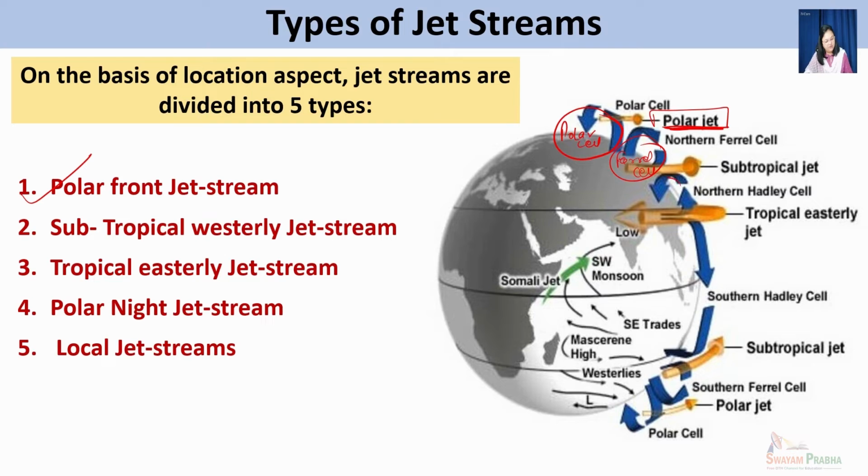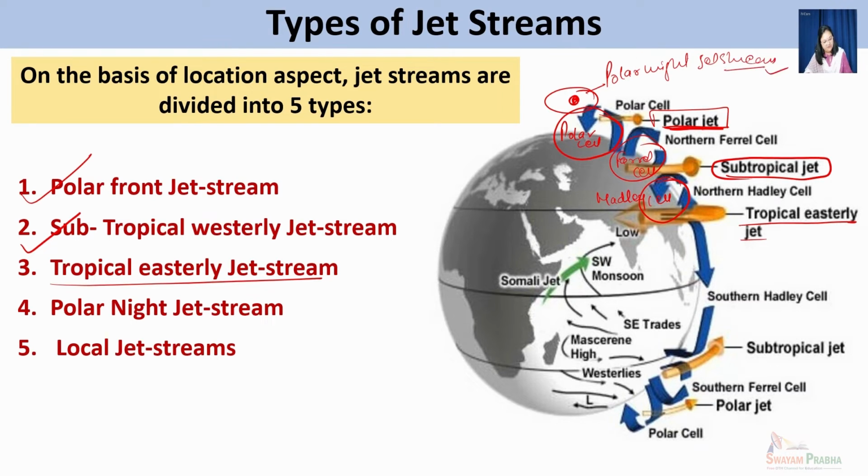And then between the Ferrel cell and Hadley cell, you have the subtropical jet stream. Besides this, within the Hadley cell regions, you have the tropical easterly jet stream. And one extensively developed jet stream is found in the polar areas, which is called the polar night jet stream. Besides this, you have several local jet streams also, which are found due to local variations in temperature and pressure conditions, such as the Somali jet stream.